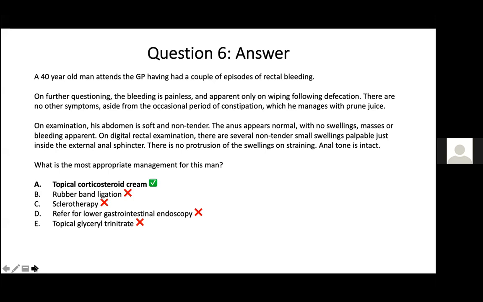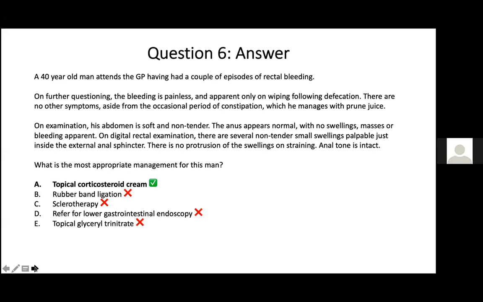If these hemorrhoids weren't resolving, we would think about other therapies such as the rubber band ligation, the sclerotherapy. But first line management, we try a bit of steroids. We try and improve his lifestyle. We try and improve his bowel habit. So the correct answer is topical steroid cream.